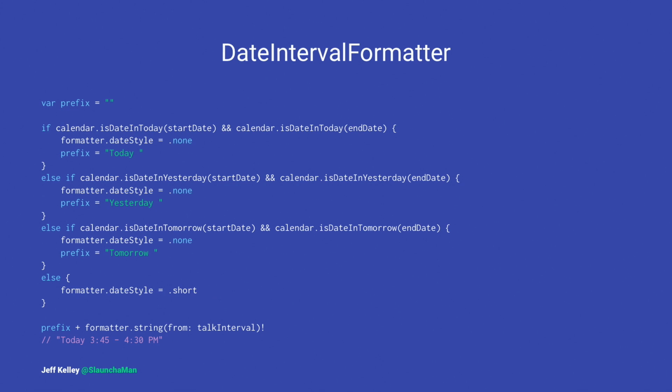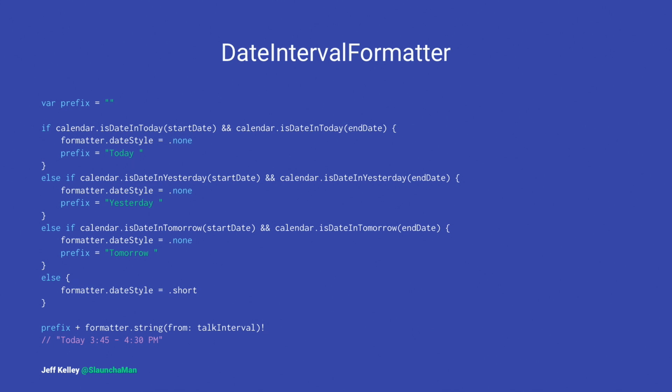We can make it a little more complicated. So in this code, I want to have relative dates. I want to be able to say today, this time to this time. So I can use some also relatively new methods on the calendar. Is date in today? Is date in yesterday? Is date in tomorrow? Again, these are some convenience features that have been recently added for common problems that you have. The calendar knows about time zones, so it's automatically going to know for the current user, current time zone they're in, is that today, yesterday, or tomorrow?